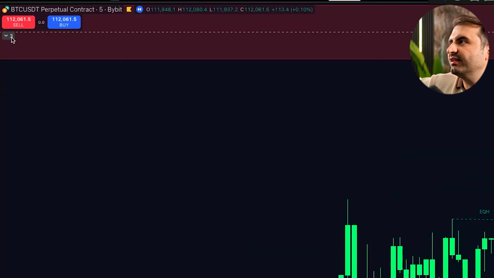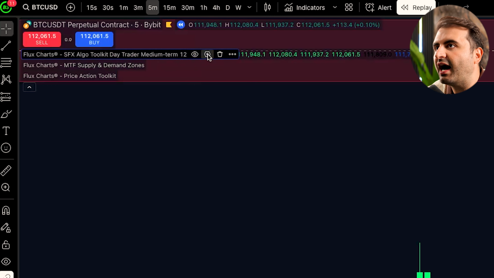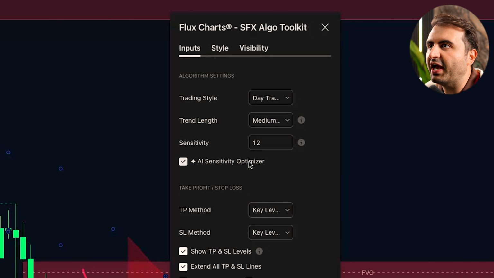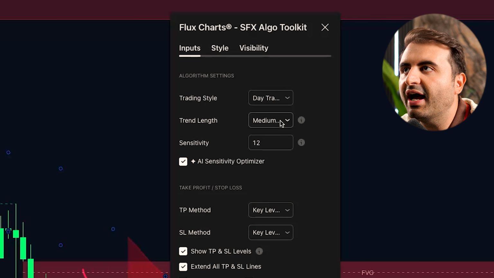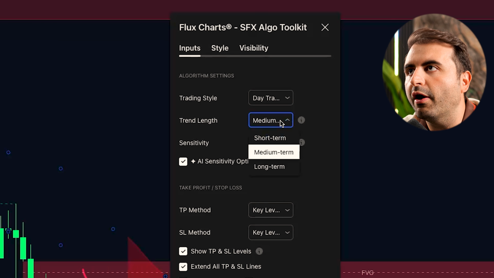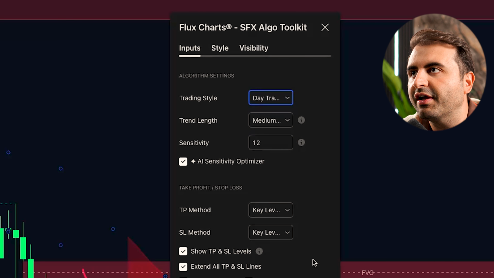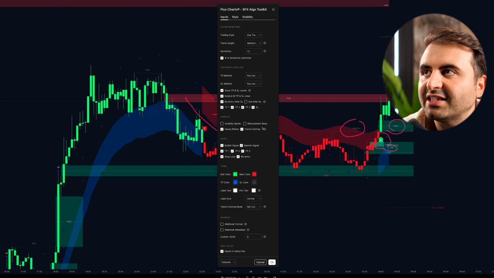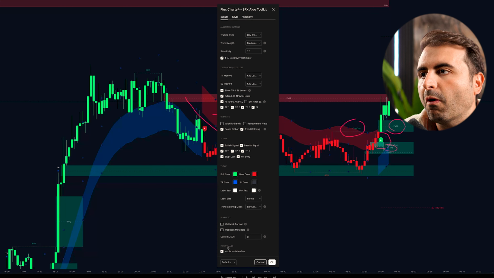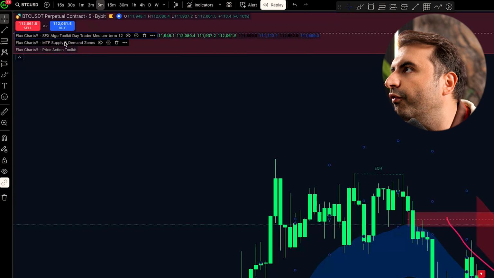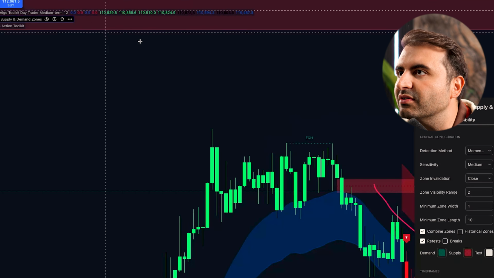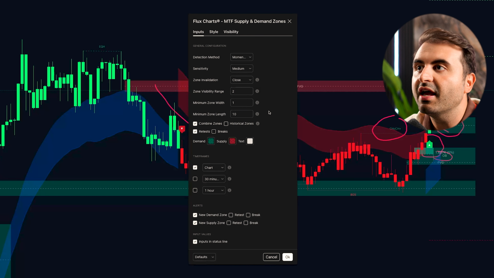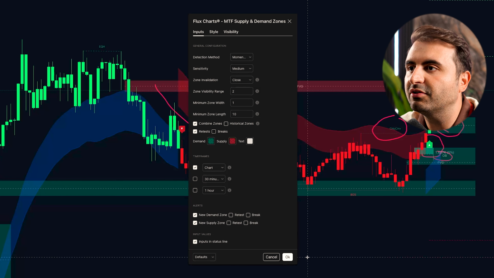Now I know you guys are wondering which settings we use to get these beautiful signals. Don't worry, now let's go to the settings for the SPX algo, and I have enabled the AI sensitivity optimizer. My current sensitivity is 12 if you need it, the trend length is medium term, and the trading style is day trader. And what I use is the take profit levels over here. That's basically everything you need. Just copy it. And now we will go for the MTF supply and demand zone. It's the default settings. You can just copy and paste it to your chart.